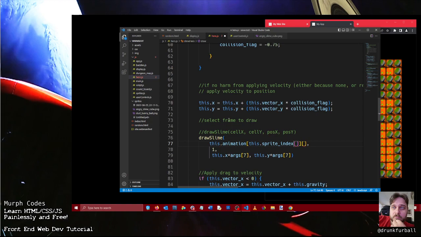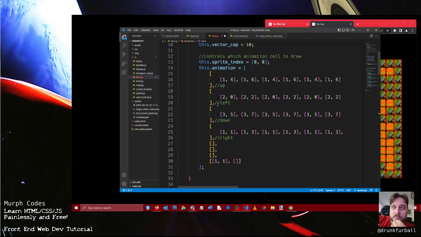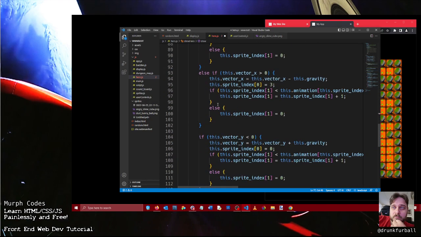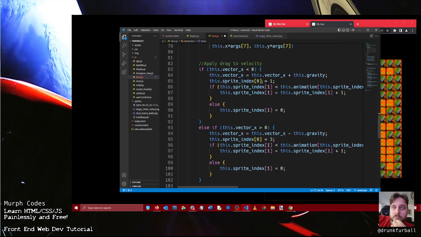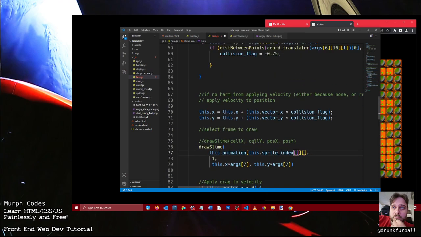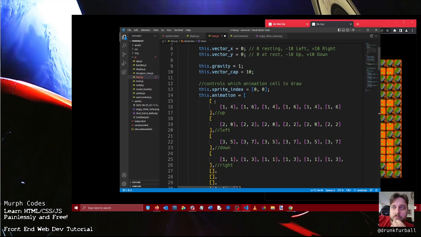All right, so how are we translating this? This is the part where my brain goes, darr. Okay, so looking back at things, our up and down is determined by sprite index 0. So that'll be the first number.